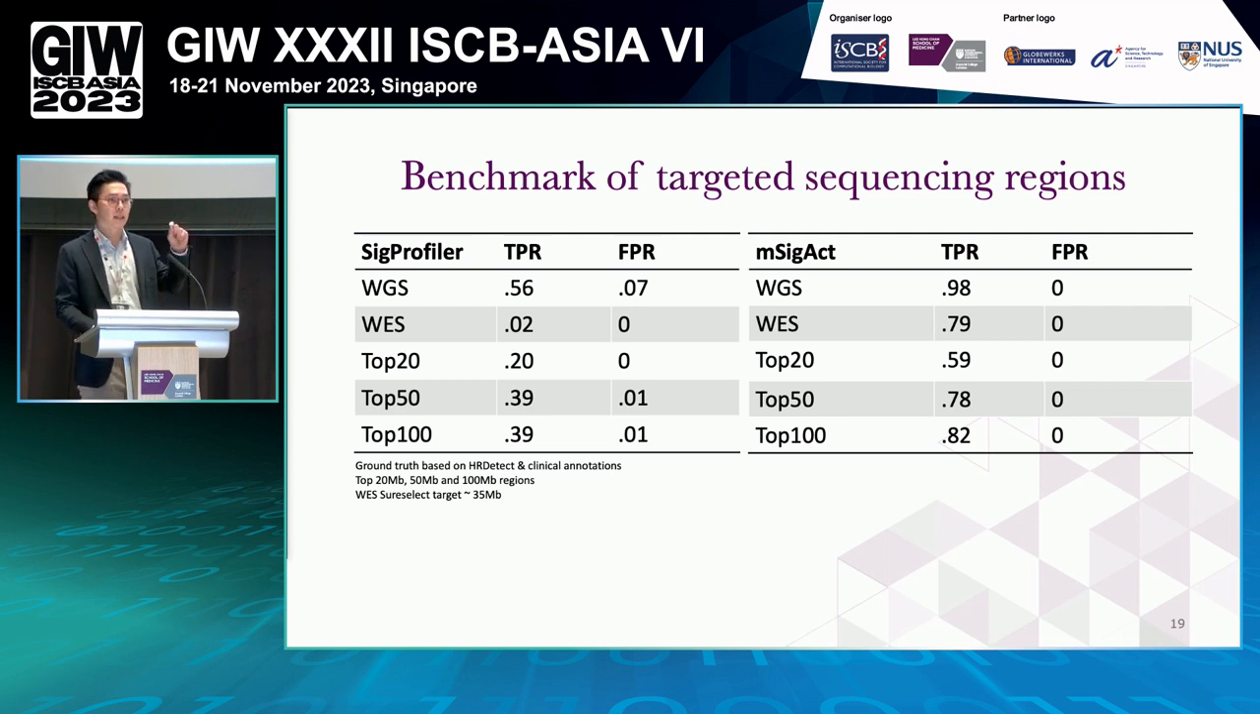Seq Profiler has very much difficulty identifying signatures at a really low sequence level, or with a very low number of variants, for example. It doesn't do very well compared to another tool called MSeq-Act.